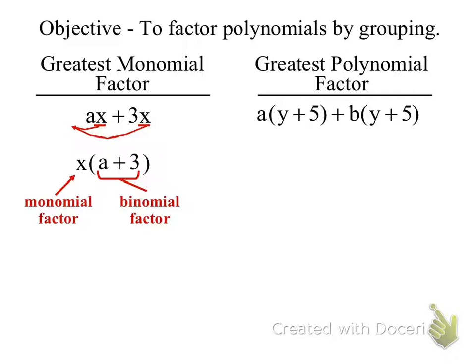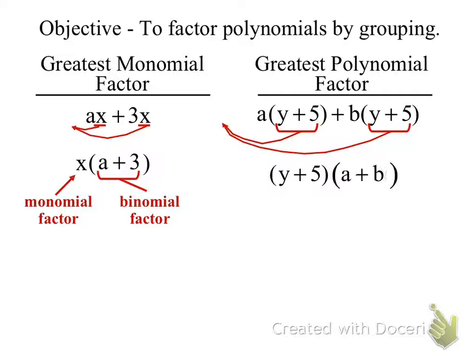But when I have something like this, what's the greatest common factor? What do both terms have in common? Molly: The quantity of y plus 5. That's correct. So I'm going to factor out that y plus 5 out of both of them. And then what would be left? Alan: A plus b. And I put that in the other binomial. Put them together and I make their own binomial, because they're both being multiplied by y plus 5. You get that? That's the greatest binomial factor. You with me?